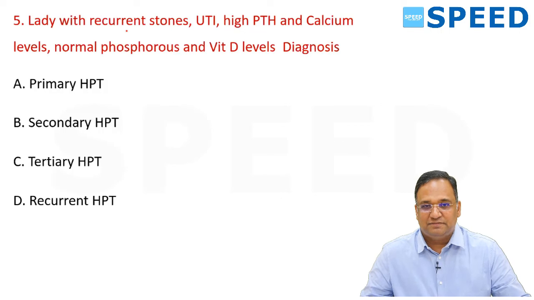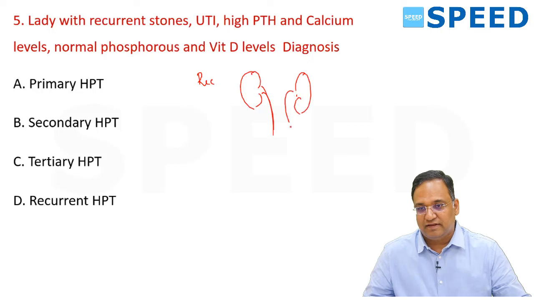A lady with recurrent stones, UTI, high PTH and calcium levels, normal phosphorus and vitamin D. The diagnosis is... So, the complication is recurrent renal calculus. Okay.